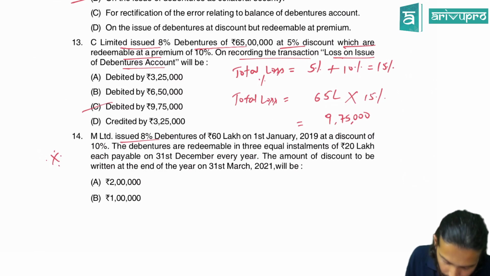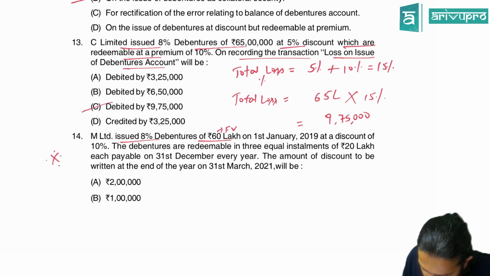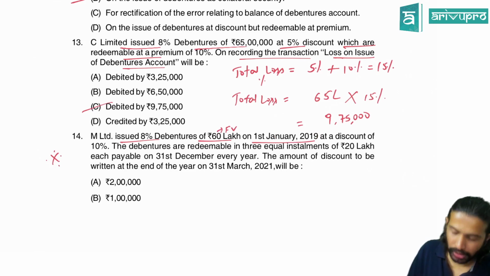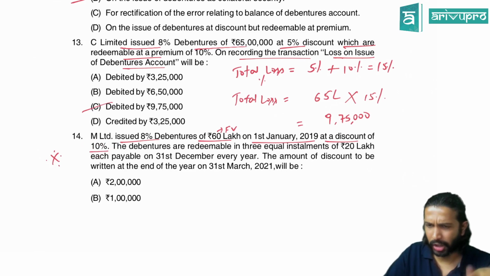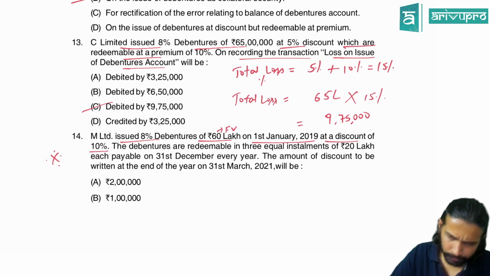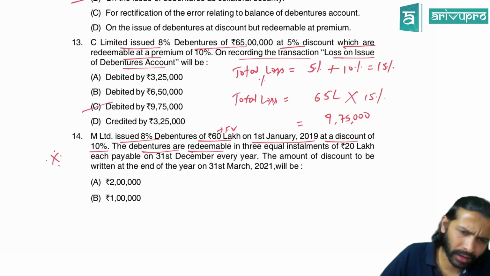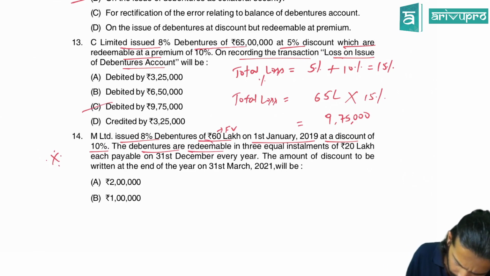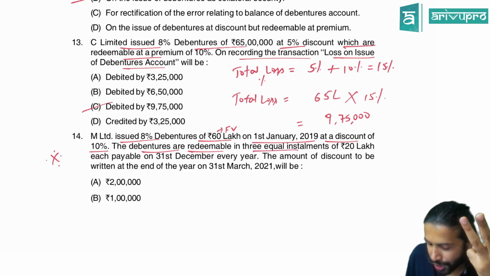M Limited has issued 8% debentures of 60 lakh. So that means 60 lakh is the face value of these debentures. And they've issued it on 1st January 2019, at a discount of 10%. Here also the company has issued it at a discount only. The debentures are redeemable. Redemption means paying back or cancellation. The company is paying back this loan in the form of debentures in 3 equal installments.